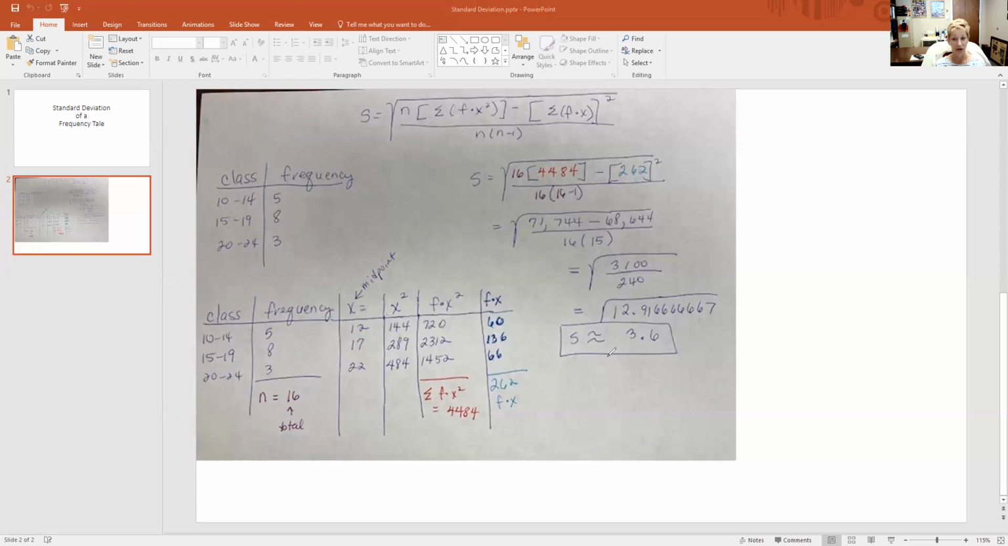Okay. So make sure that you can find the mean of raw data and the mean of a frequency table, and make sure that you can find standard deviation of a raw list of data. And now you should be able to find standard deviation of a frequency table.